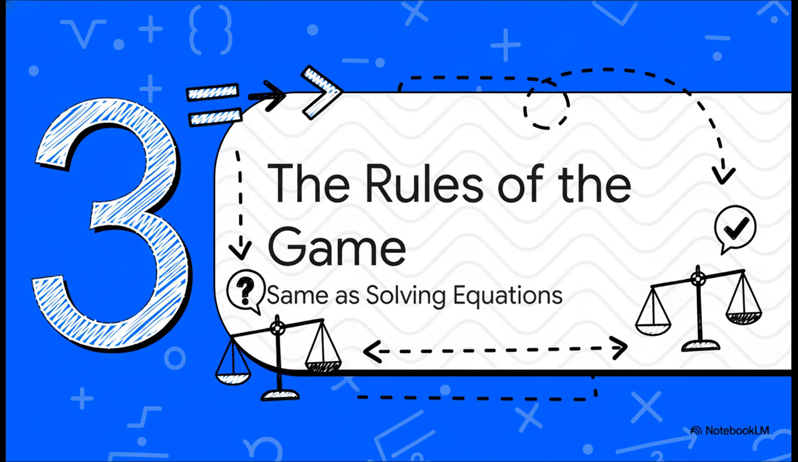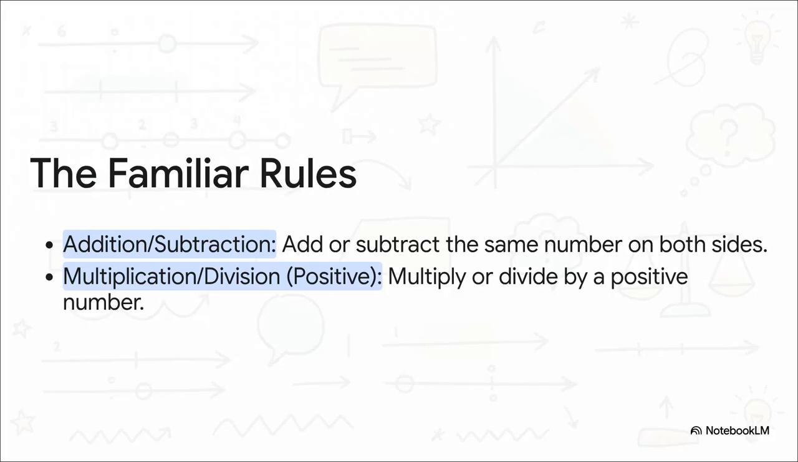Now, I've got some really good news for you. If you already know how to solve a basic equation, you are about 90% of the way to solving an inequation. Seriously, most of the rules are exactly the same. Just like you've always done, you can add or subtract the same number on both sides, no problem at all. The scale stays tipped the same way. You can also multiply or divide by any positive number, and again, nothing changes. So far, so easy, right? But notice how I keep saying positive numbers. What do you think happens when a negative number gets involved?